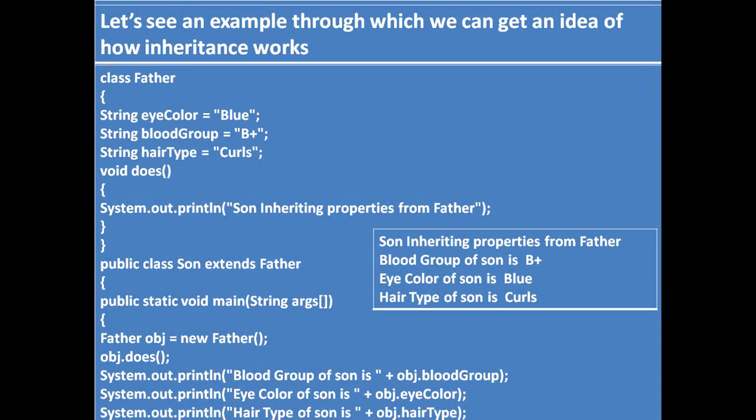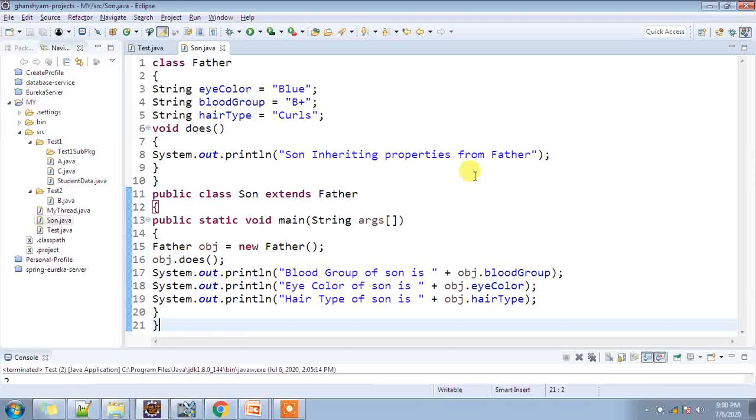So I show you this example on Eclipse IDE. Here I just create the class son and just paste the code from the slides. So here we create a father which is a parent class and create a subclass son, and the son class is inheriting the father class properties. So if you run this program, you will get the output.